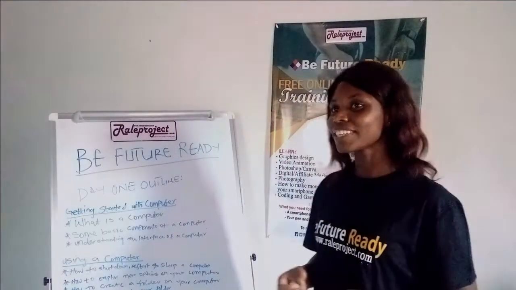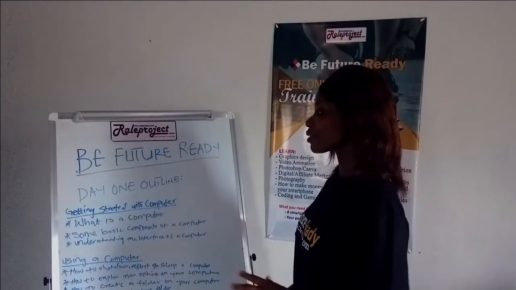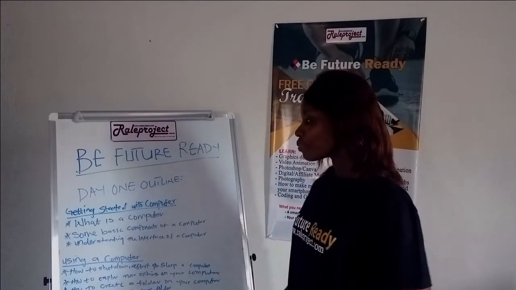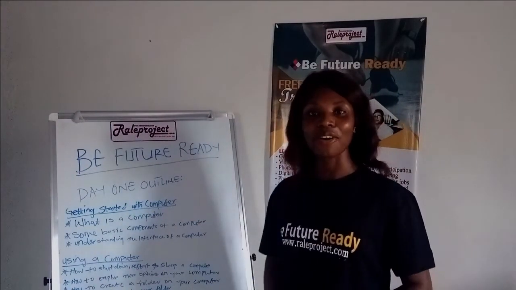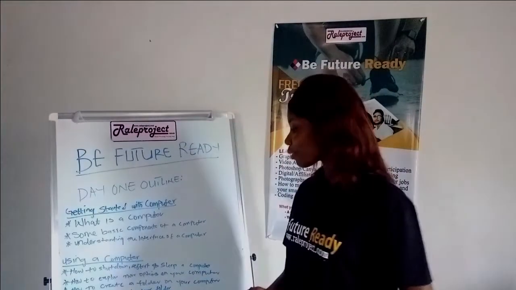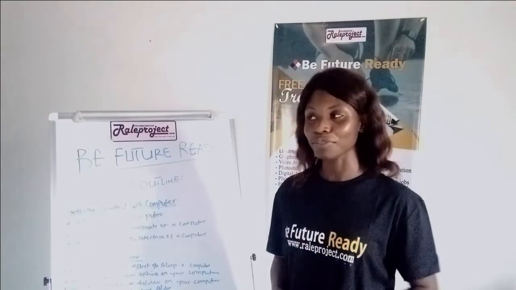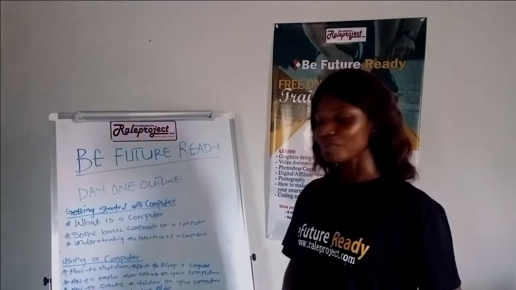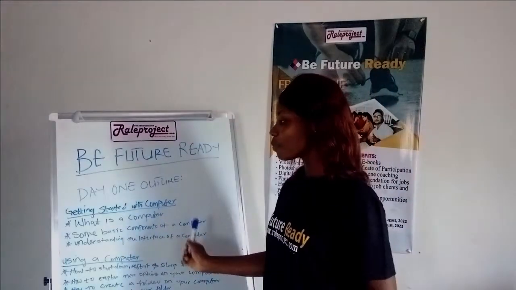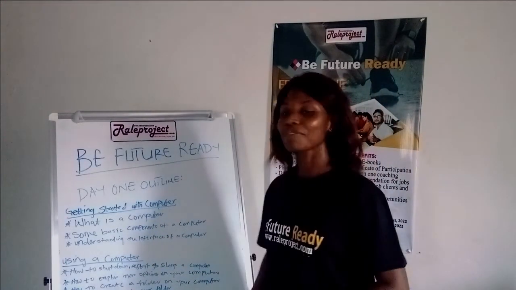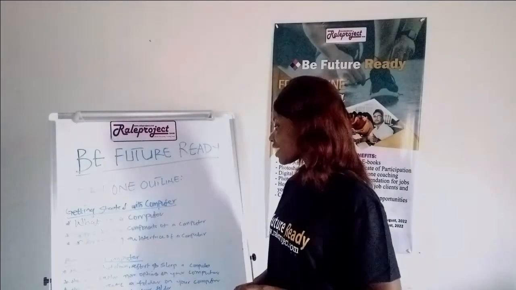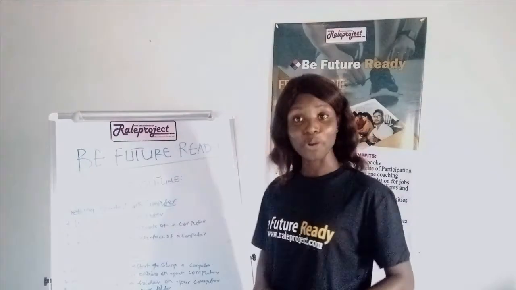Okay, in this training we have three sections: getting started with the computer, using a computer, and an introduction to Google Doc and Microsoft Word. Under getting started with the computer, we'll be looking at what a computer is, some basic components of the computer, and understanding the interface of a computer.